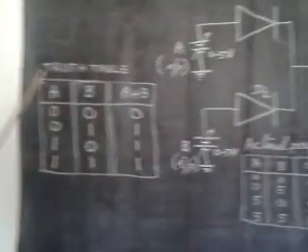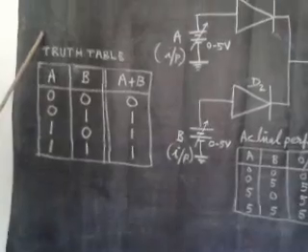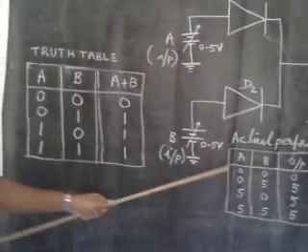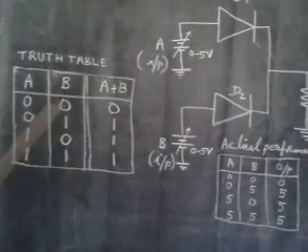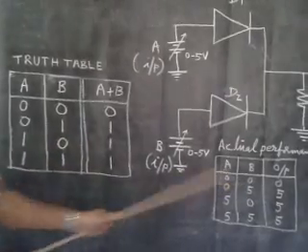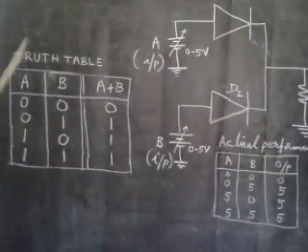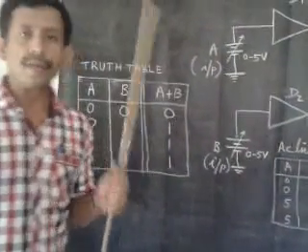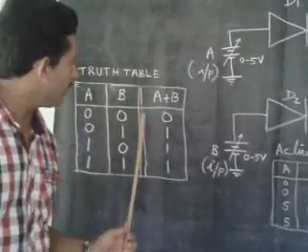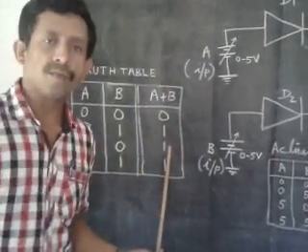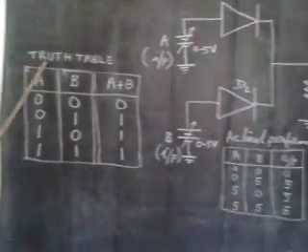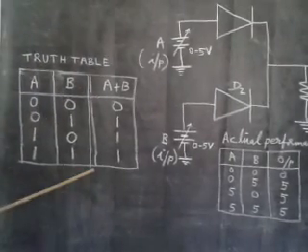Here you get the logic level truth table. For 0 0, all 0. For 5 volt you get logic 1. In the logic circuit only two levels are there: low level 0, high level 1. So the logic level truth table is here.